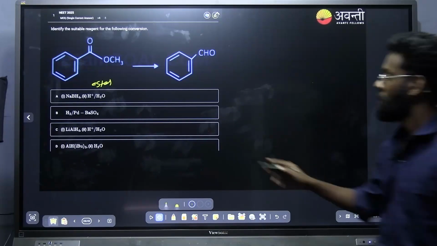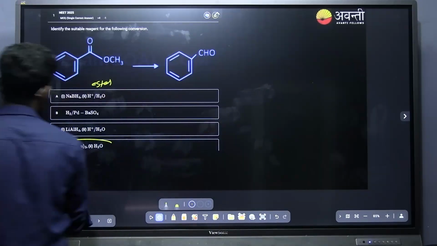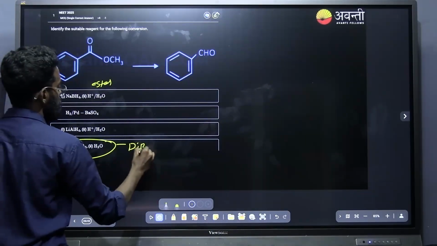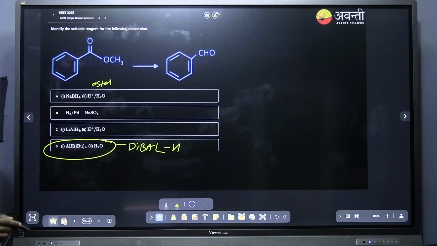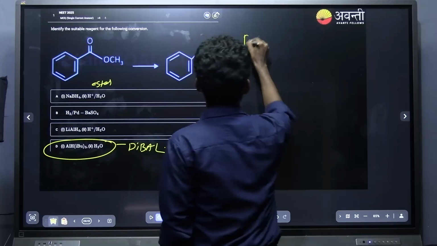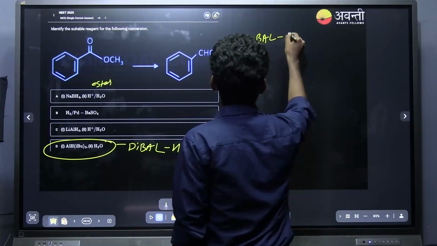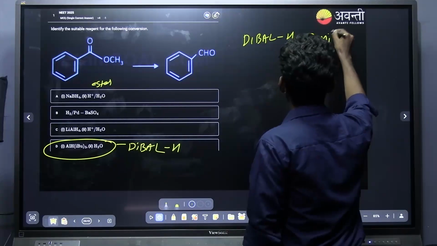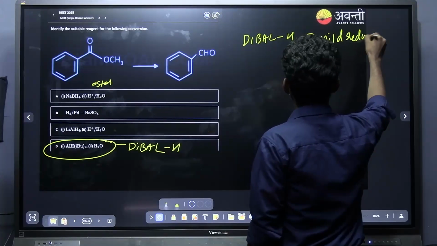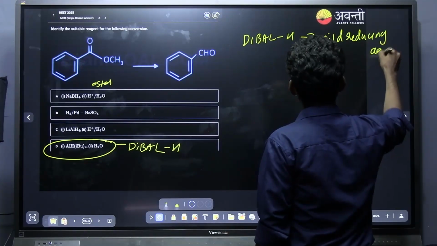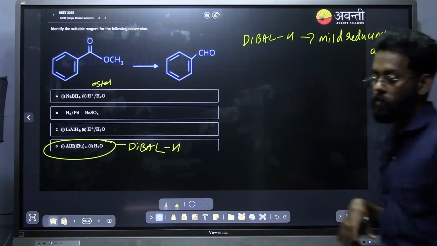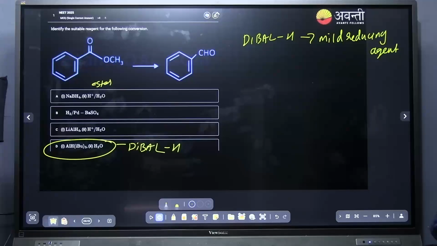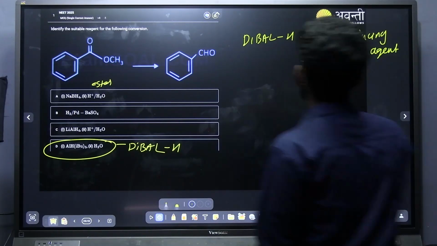What is this? DIBAL-H. DIBAL-H is a reducing agent, a mild reducing agent. And which compounds will DIBAL-H be reducing? Anybody have an idea? Nitrile. Yes, very good.